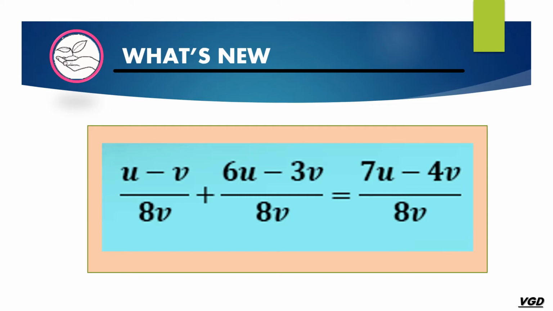So what if our fractions will now involve literal coefficients? Just like this problem, what's new? u minus v over 8v plus 6u minus 3v over 8v. So how are we going to get the answer? How did we get the answer 7u minus 4v over 8v? Did we just follow the same steps in adding similar fractions? As we proceed through this lesson, you will be able to find out.